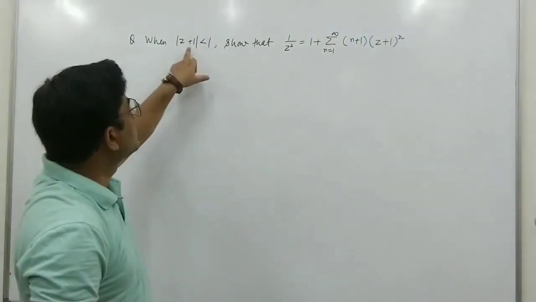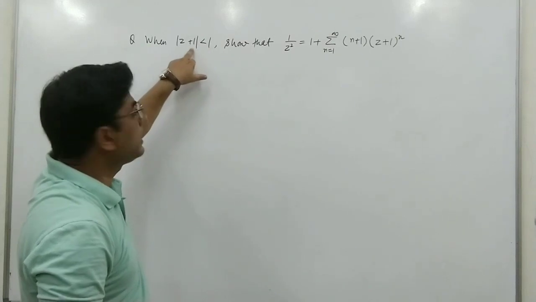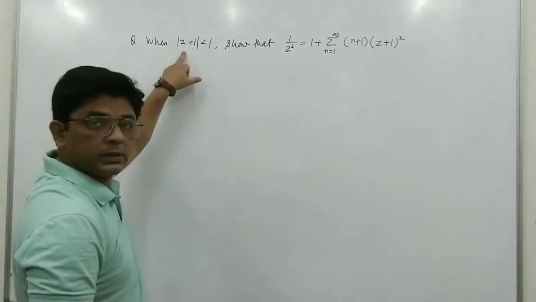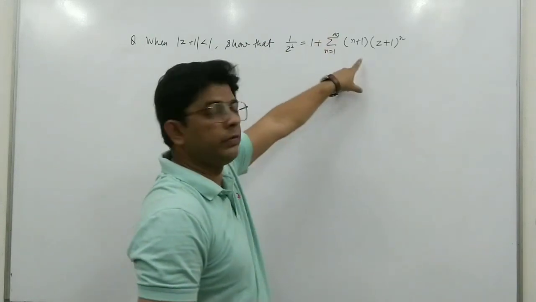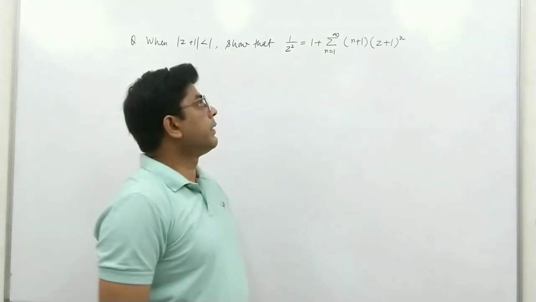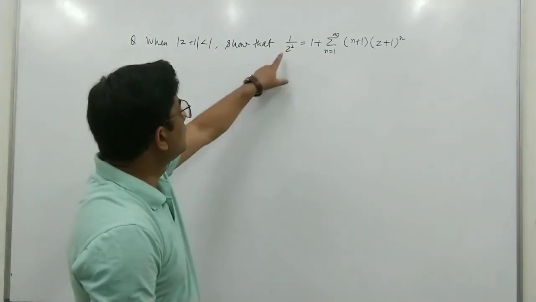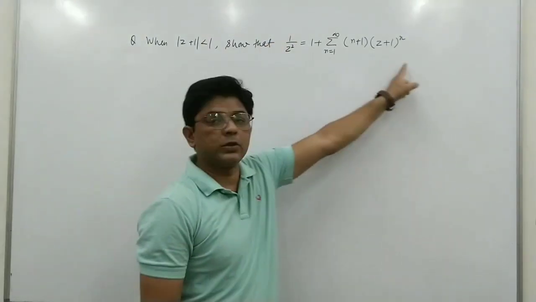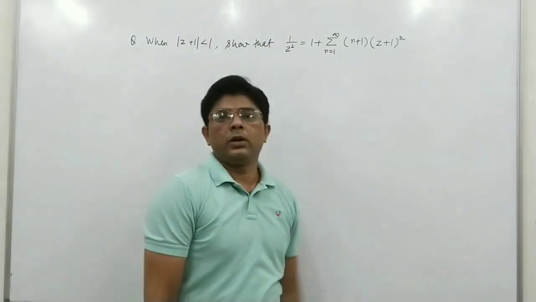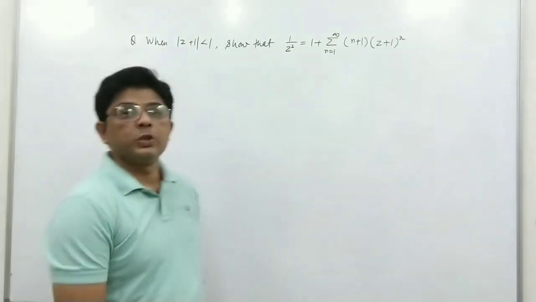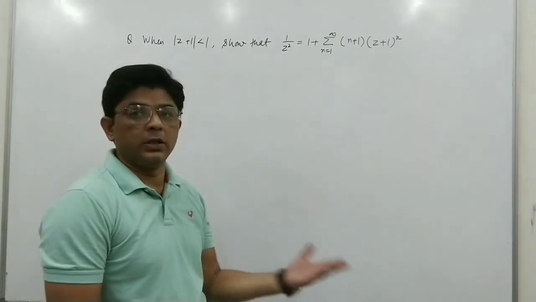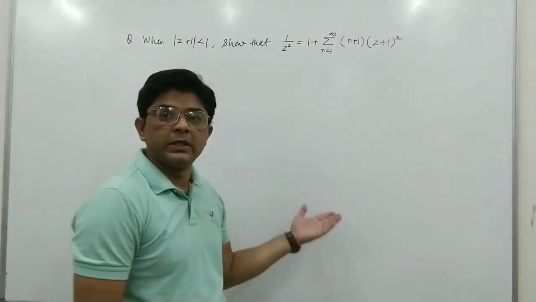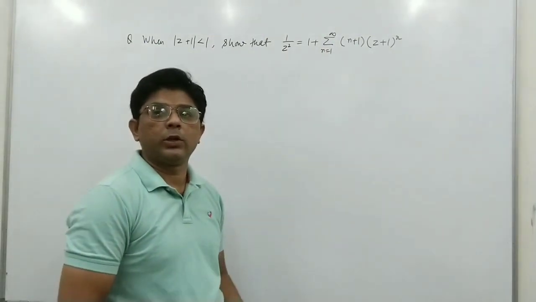Okay, so now we have this problem when mod z plus 1 is less than 1. So this is a circle with radius 1 and center at minus 1. Z plus 1 means the center is at minus 1. So show that 1 upon z square equals 1 plus summation n equal to 1 to infinity (n plus 1) z plus 1 to the power n. So we have to expand this function 1 upon z square in terms of this. Okay, so as I already mentioned, we can also use binomial theorem to expand a function or to find the Taylor series of a function. So here we will see this method, how we can use the binomial theorem.